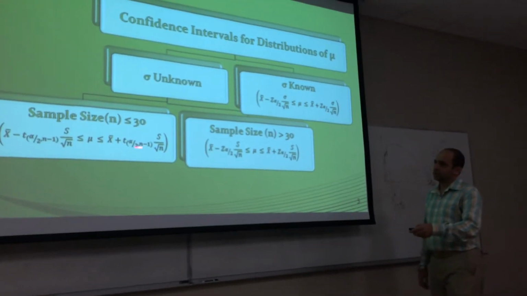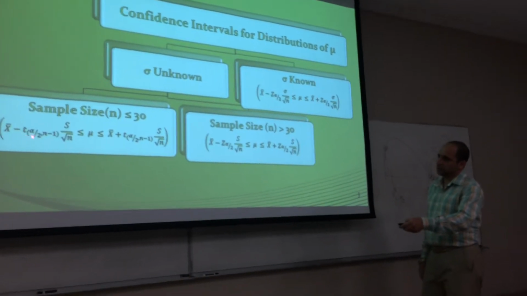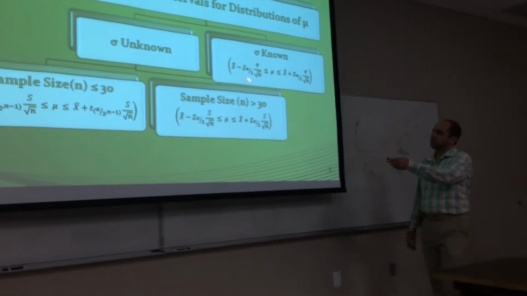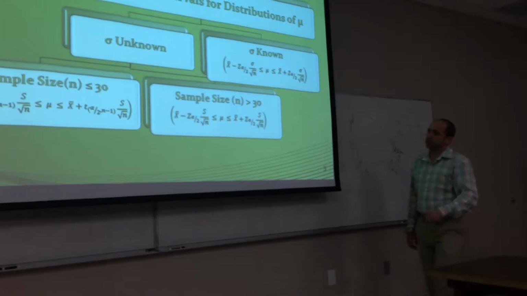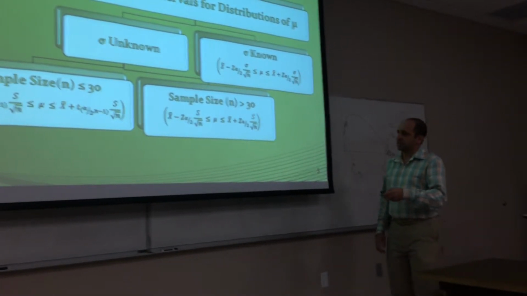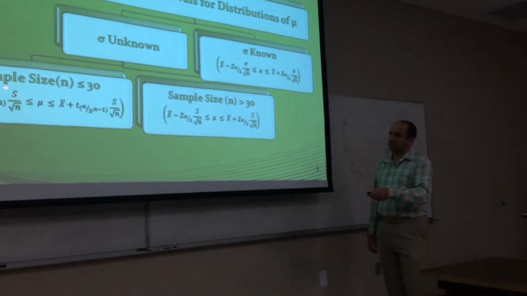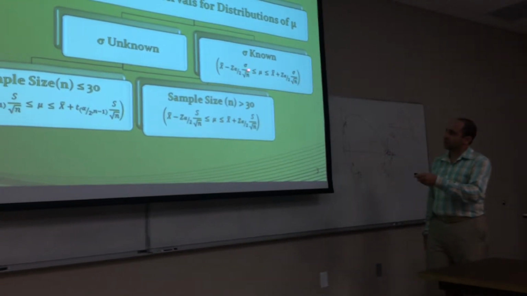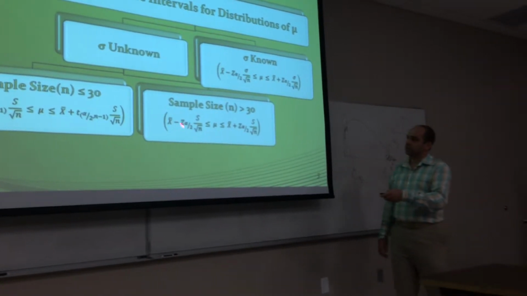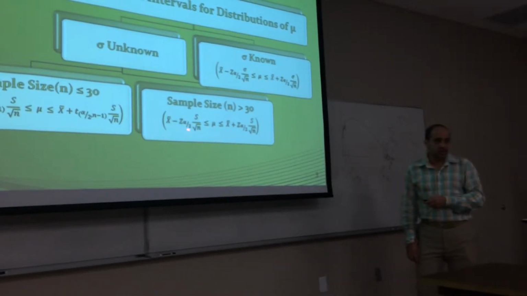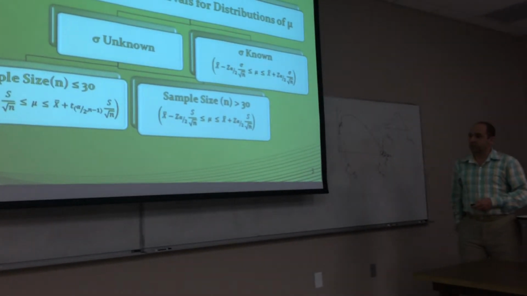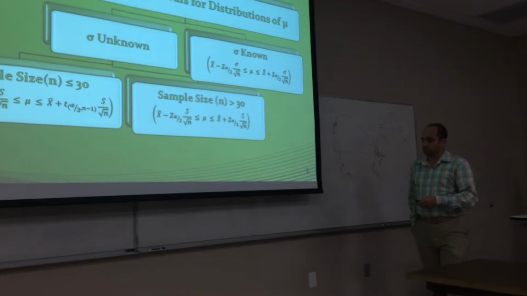If it's less than or equal to 30, we'll use the t distribution with the same confidence, with the same significance alpha over 2, but t also depends on the sample size, and we multiply it by s. This is the estimator for sigma, because here we don't have sigma. For the other type we can use z or we can use t. It's the same when n is a large number, especially when n is 100 or more.